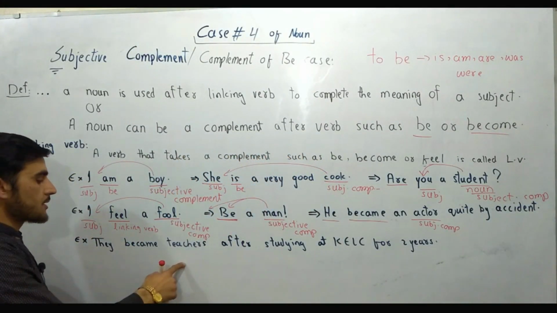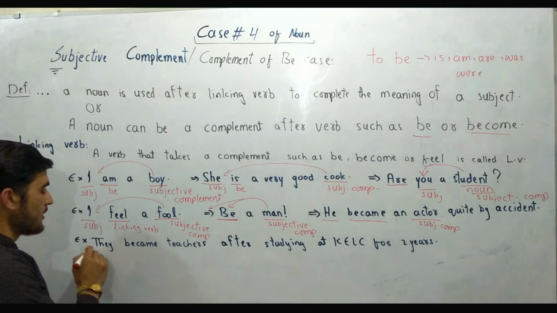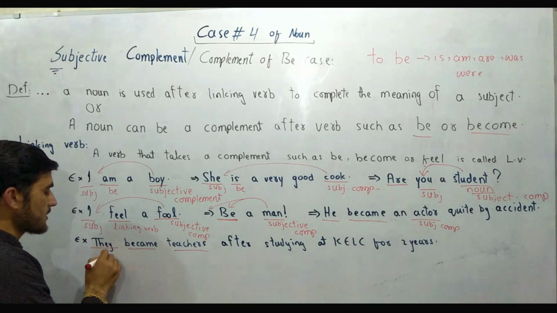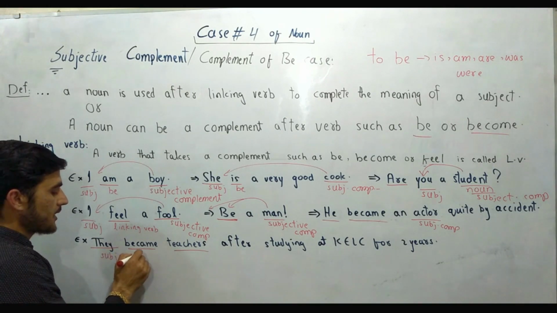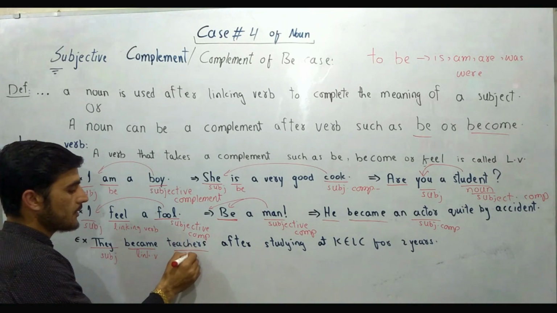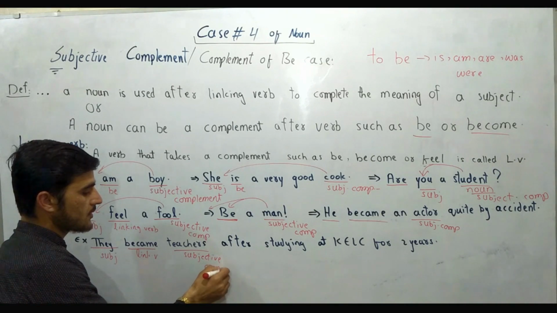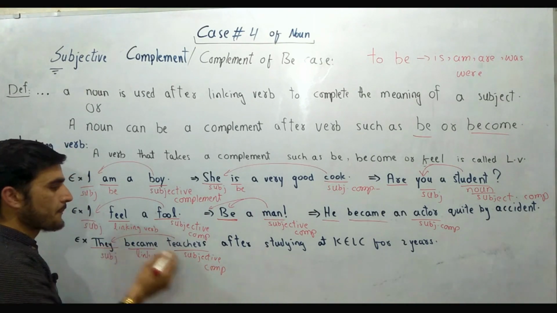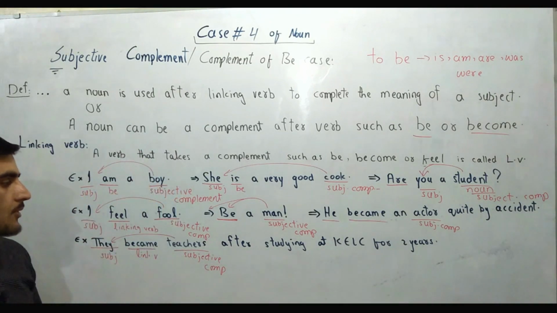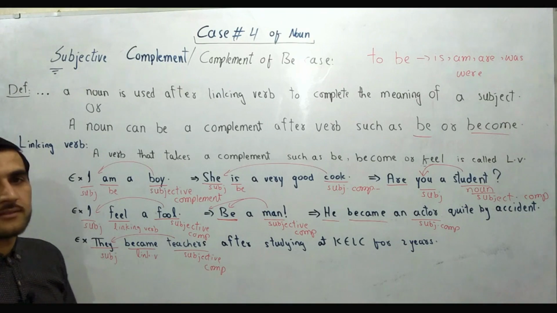They became teachers. This example and that example are almost identical. So in this case, they is the subject, became is the linking verb, and teachers is a noun. In this case the noun is called subjective complement because it completes the meaning of they. After studying at college for 2 years. So many more examples are given, and I hope that was not that difficult.